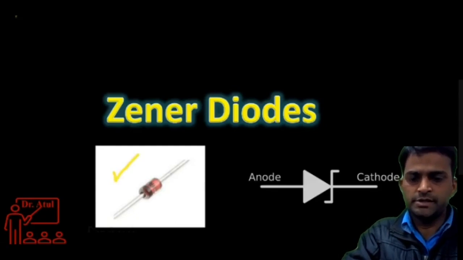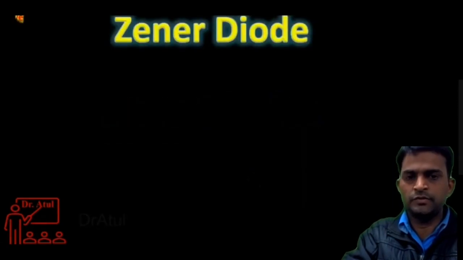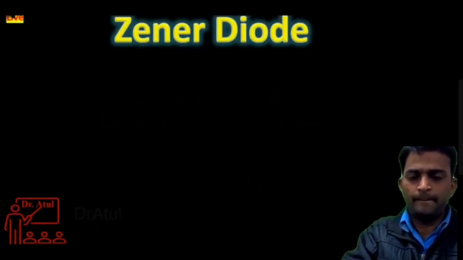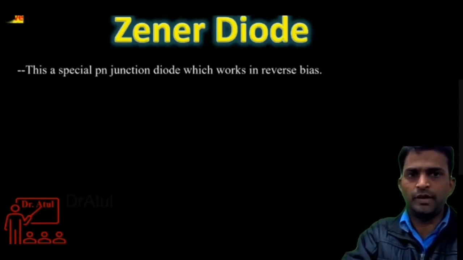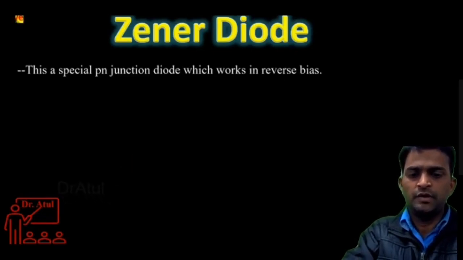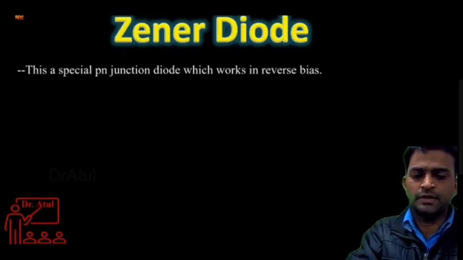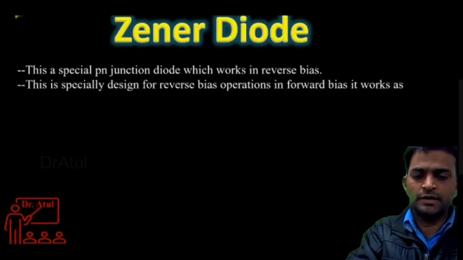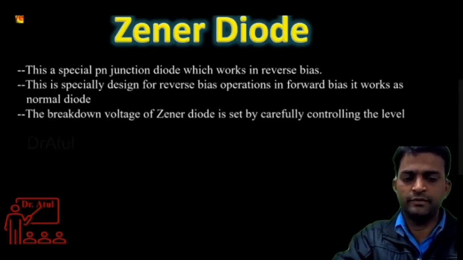As for the look, how does the Zener diode look? Zener diode looks like this. This is one photograph of a Zener diode. This photograph is similar to the normal diode photograph, but its working is different from the normal diode. This is a special p-n junction diode which works in reverse bias. That is what I have told you: it is a special p-n junction diode, but it works in reverse bias.